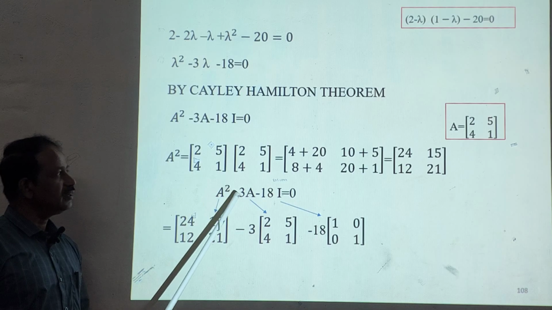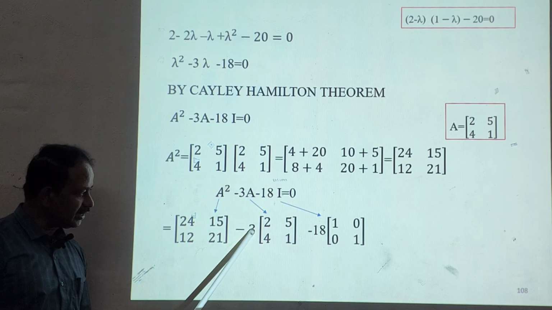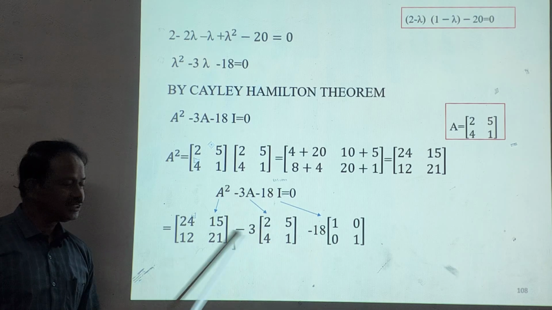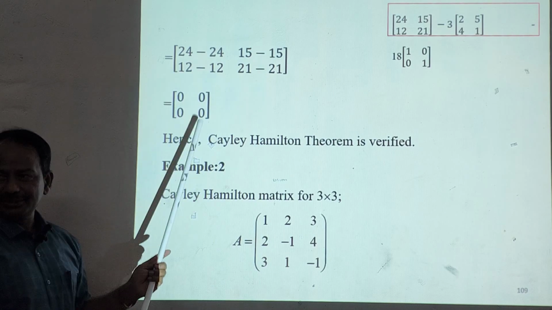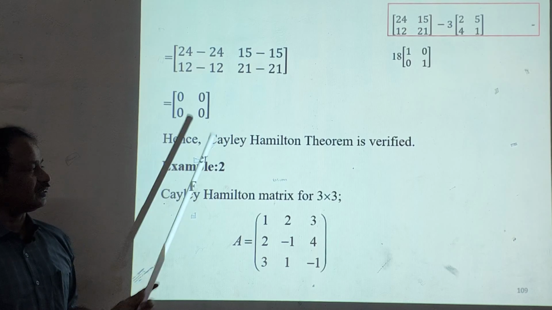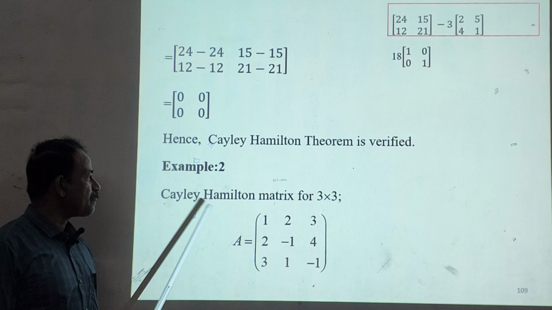So we have A squared minus 3A minus 18I. A squared is here, 3A is here, 18I is here. You just simplify like this, you will get 0, 0, 0. So it satisfies its own characteristic equation. Thus the Cayley-Hamilton theorem is verified.